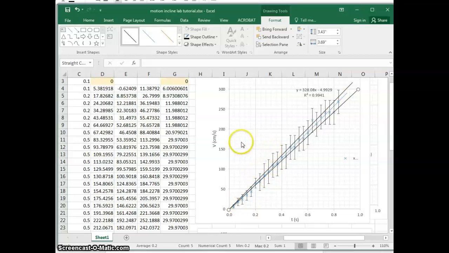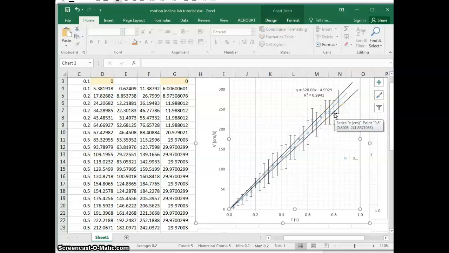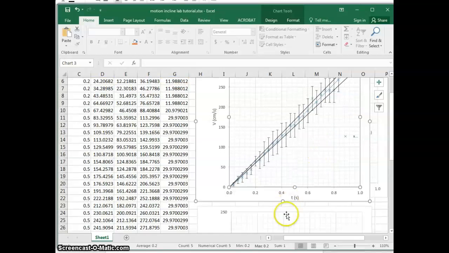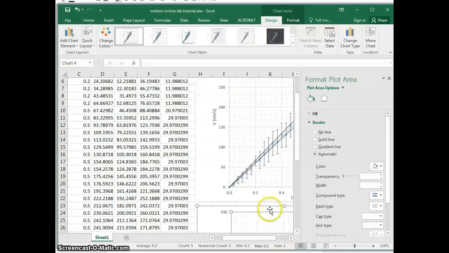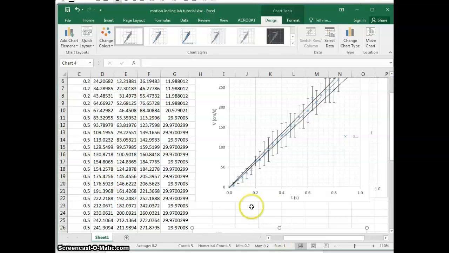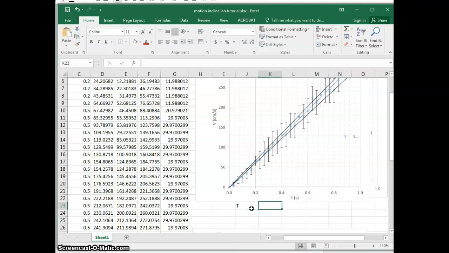Now we need to find the slope of those lines. They all start at 0, 0, and slope is rise over run, so this shouldn't be too bad. But I do need to find out where my limiting points are. On the steepest slope, this one looked like a limiting point. If I hover over that point, it'll tell me this is at 241.857 and 0.808. So if I put these in here, let me get this out of the way, I have my time and my velocity.